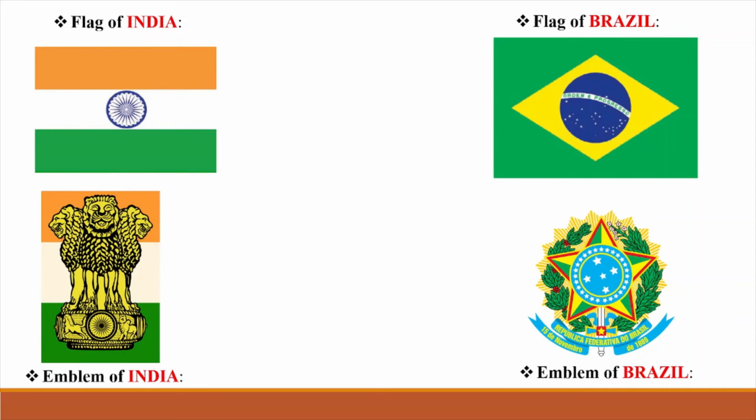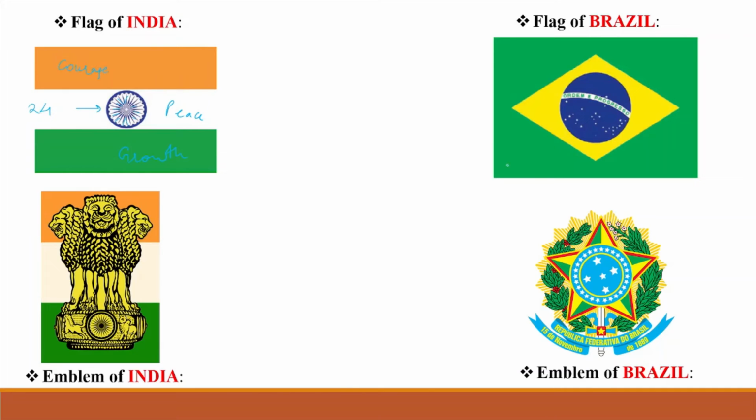Now, the flag of India and the flag of Brazil. We know India has a tricolor. So we have orange for courage, white for peace, and green for growth. We also have the Ashoka Chakra with 24 lines in it. That is, we are at service during all 24 hours. That is the resemblance of our Indian flag.